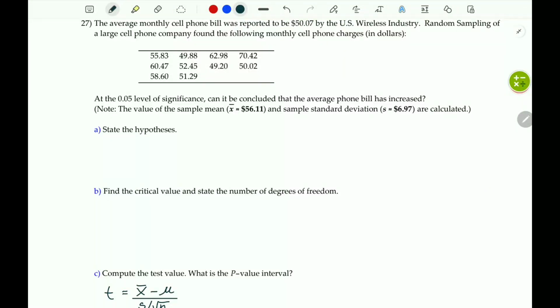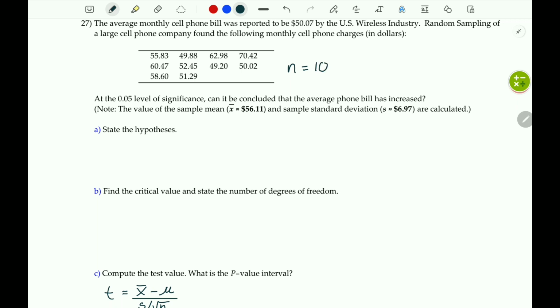Question number 27. The average monthly cell phone bill was reported to be $50.07 by the United States wireless industry. A random sample of a large cell phone company found that the following monthly bill charges are in dollars. Here is our data set. And if we notice, we have 10 values in our data set. So our sample size is going to be 10.